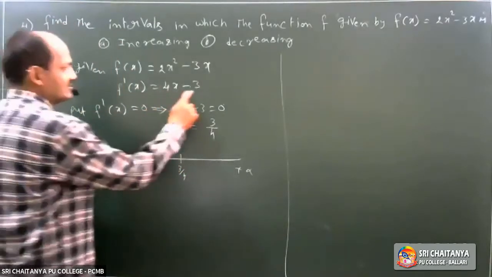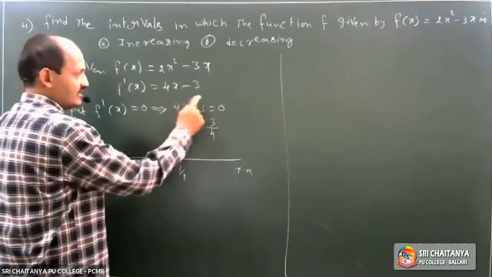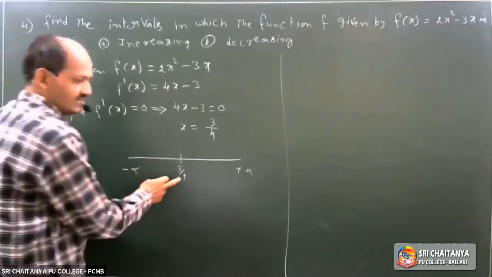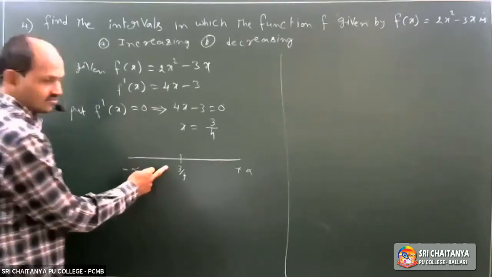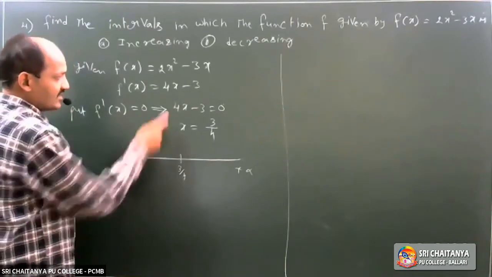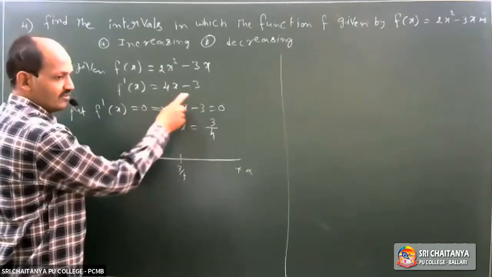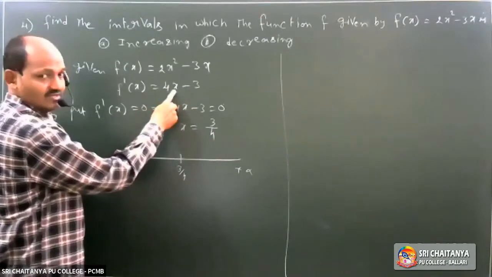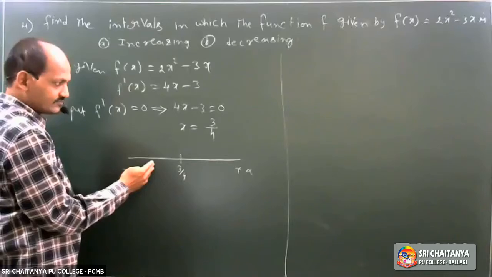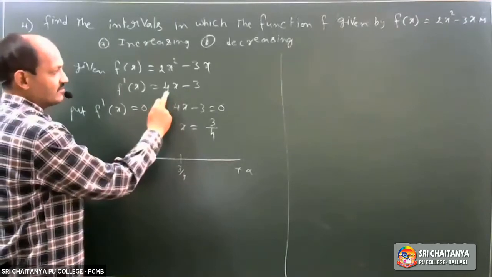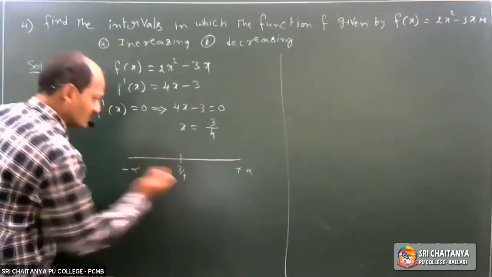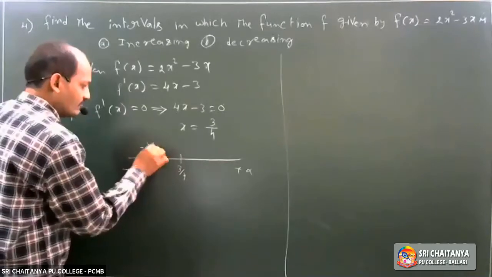Here, first derivative is 4x minus 3, and x value is 3 by 4. Before 3 by 4, take values like minus 1, minus 2, minus 3, and so on. If x equal to minus 1, first derivative is 4 into minus 1, minus 3, so minus 7, negative. If x equal to minus 2, it is minus 8, minus 3, minus 11, negative. So from minus infinity to 3 by 4, first derivative will be negative.